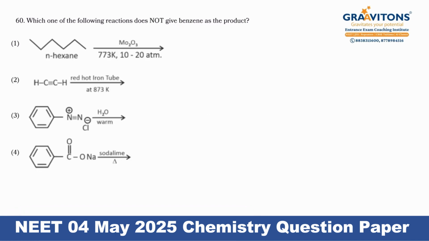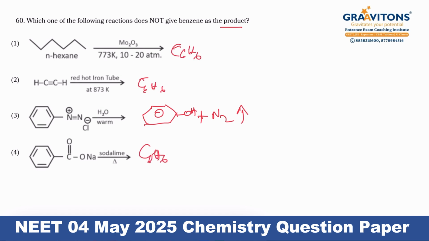Which one of the following reactions does not give benzene as a product? Okay, so here can you find benzene diazonium chloride? This is such a direct question from benzene diazonium chloride, where if you treat that with water, you will have the formation of phenol releasing N2 gas, whereas in all the other options there is a possibility of forming benzene, C6H6, and here also C6H6. So the reaction that does not give benzene as a product is option 3.